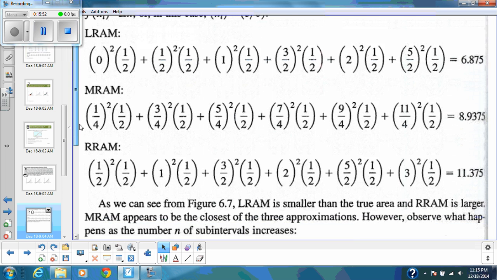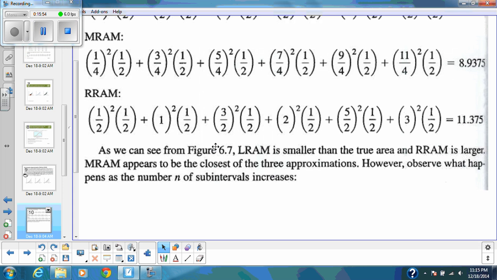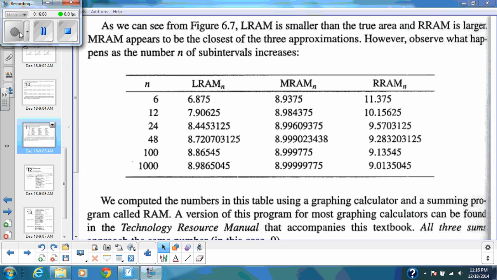As we can see from there, the left one is smaller than the true value, and the right one is larger. That's what I just talked about. But the more subintervals you have, the more accurate it's going to be. So with that said, Ms. Robley should be in shortly to give you that program.